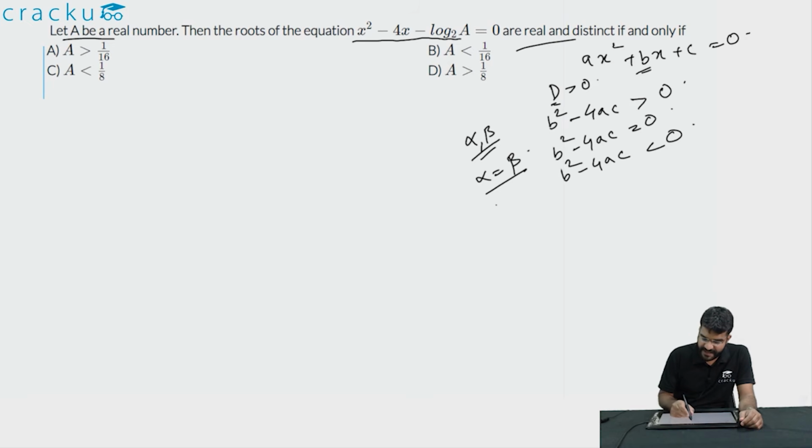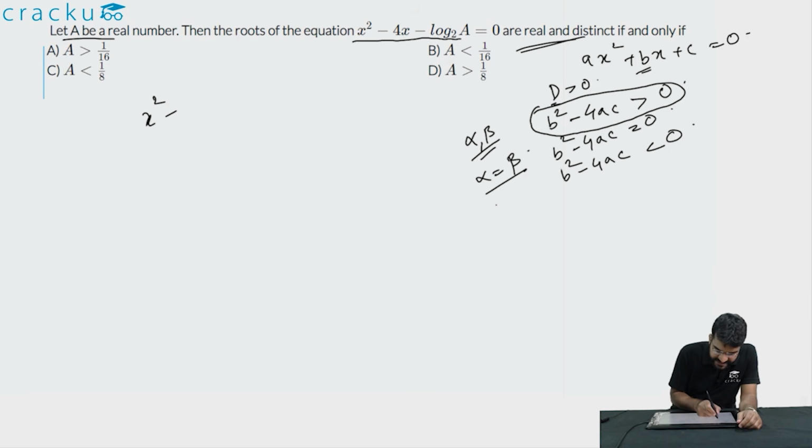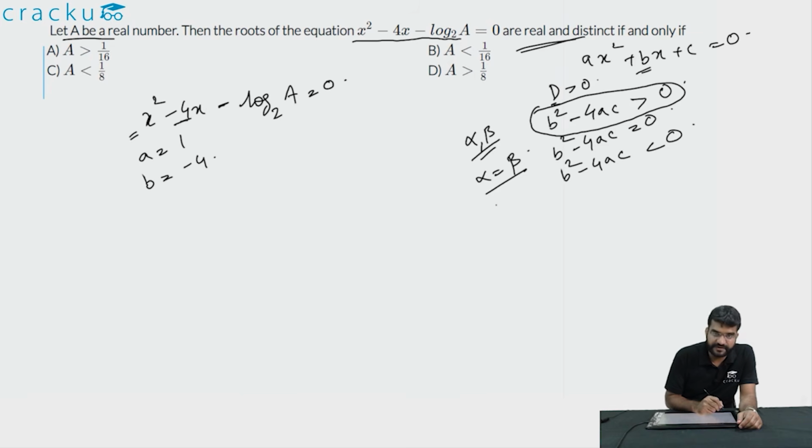In this case, we are asked to find out the value of a for which the quadratic equation has real and distinct roots. So we know that b square minus 4ac is greater than 0. Now for the quadratic equation x square minus 4x minus log of a to the base 2 is equal to 0, a is equal to 1, where a is the coefficient of x square, b is equal to minus 4, where b is the coefficient of x, and c is the constant term. This will equal minus log of a to the base 2.